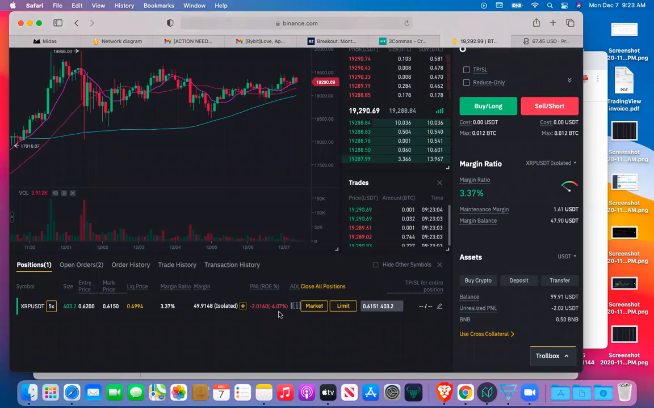So I'm at loss on XRP. But there's one good thing about it: on XRP, I'm at loss, but my liquidation price is 49 cents. And how many cents is XRP right now? XRP is about 61 cents or thereabout. So no problem. So as a market mover, I've already set my take profit to 87 cents or something. Okay.